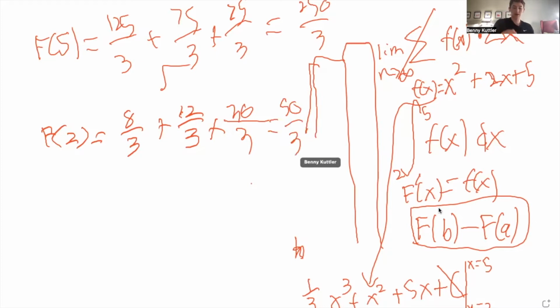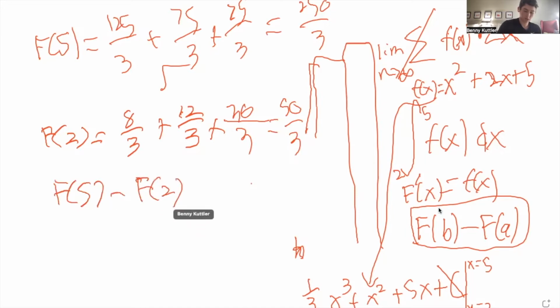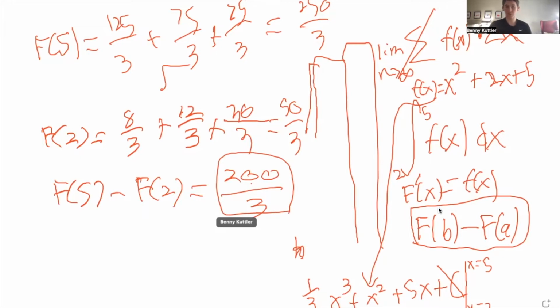And now we do f of 5 minus f of 2. And 250 minus 50 is 200 with the 3 in the denominator. So this is our area of this function between the points 2 and 5. And that is because we're taking infinitely many really, really small rectangles and getting a very accurate approximation for the area under the curve.